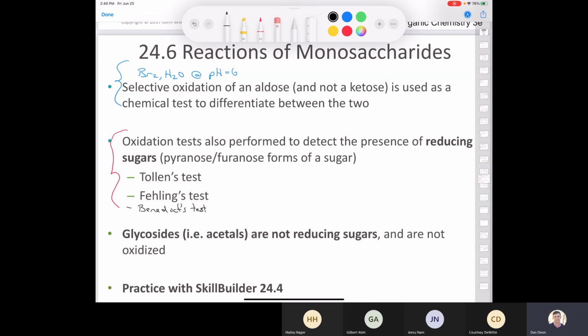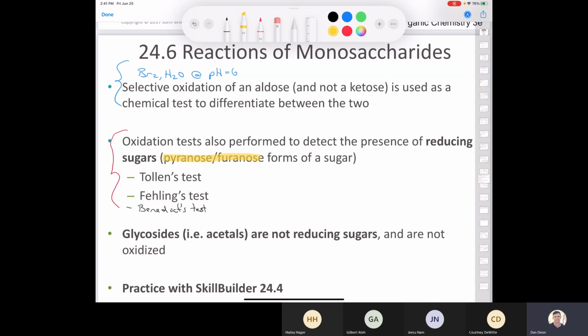Benedict's test, and we can use these tests to determine whether we have an aldose or not. So again, it's another way to determine whether you have a pyranose or furanose form of a sugar. It's just a way to distinguish those types of sugars from other sugars that are not reducing sugars. Now, what do I mean by reducing sugar? It's able to reduce something.